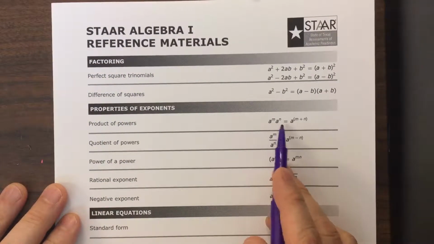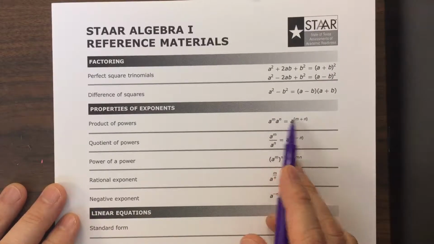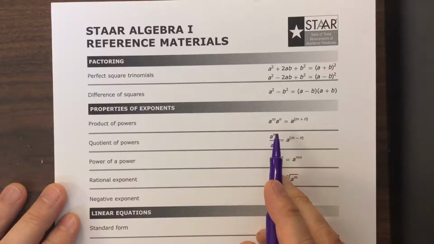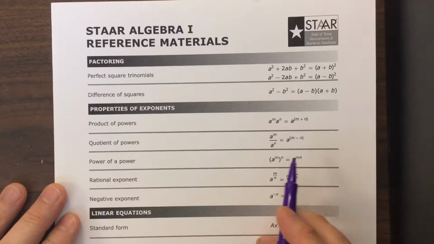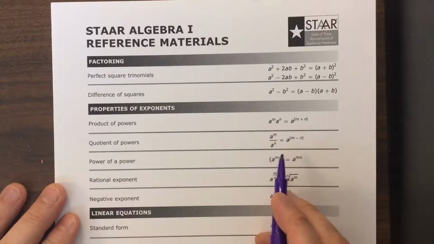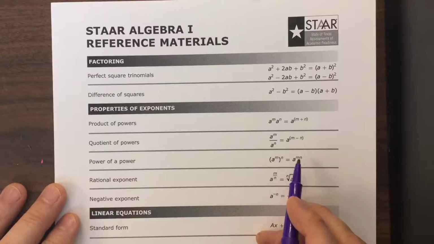When you're multiplying terms that have exponents and they have the same base, you're adding those exponents. When you're dividing the same base, you are subtracting the exponents. When you have a power to a power, meaning you have an exponent on some parentheses outside, that exponent applies to everything inside the parentheses, and what you do with the exponents is you multiply them.